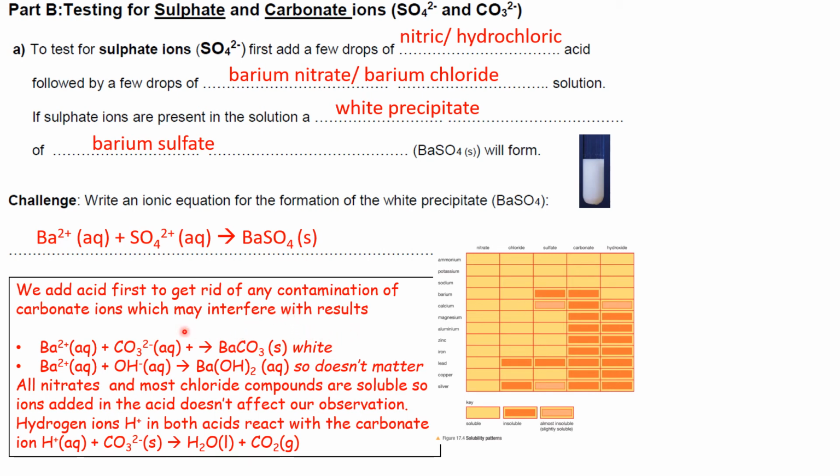Again, below here we've got a reaction which just helps us understand why we've got to add acid first, because if we don't add acid, we won't get rid of the carbonate ions. We want to get rid of the carbonate ions via this reaction here, and if we don't, then they will react with the barium and form barium carbonate, which is white, and that will affect our results. It doesn't matter about the hydroxide here, because the hydroxide can react with barium to form barium hydroxide, so it doesn't matter here because barium hydroxide is insoluble, and that's probably one of the hardest ones to remember, I always think.